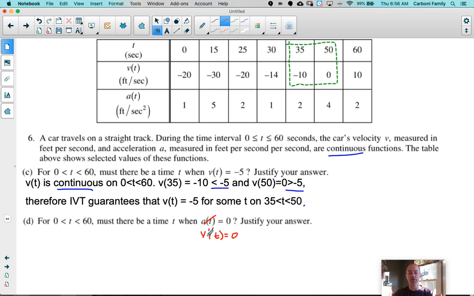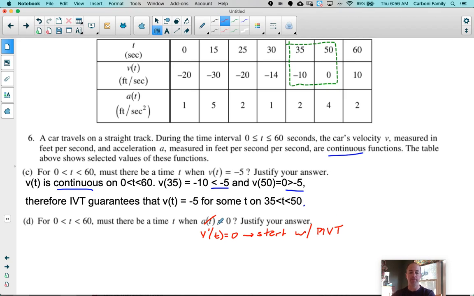So does the derivative of velocity equal 0? And when I think of it that way as a derivative question, it changes my focus, because if you're ever asked to guarantee that the derivative equals something, start with the mean value theorem. And in this case, this would be specifically Rolle's theorem because the derivative needs to equal 0.